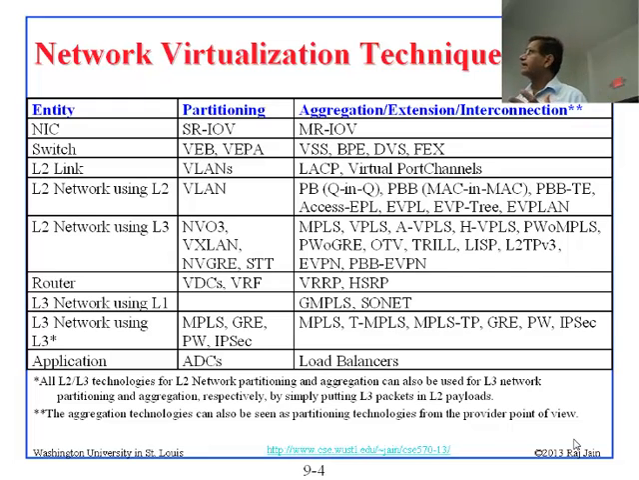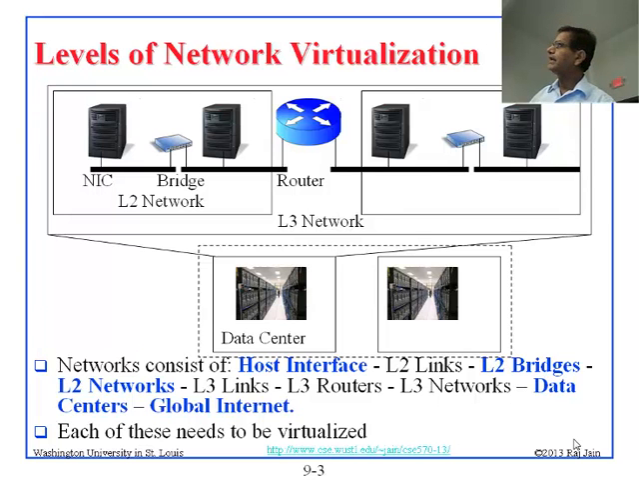there are standards to partition a single switch into pieces or to combine pieces into a big switch. Link, Ethernet itself. VLAN is a technology for partitioning a single Ethernet, and then there are technologies for combining them. Similarly, the L2 network, L2 link and L2 network. All right, you saw the previous slide. L2 link and L2 network. So this is a link and this is a network.